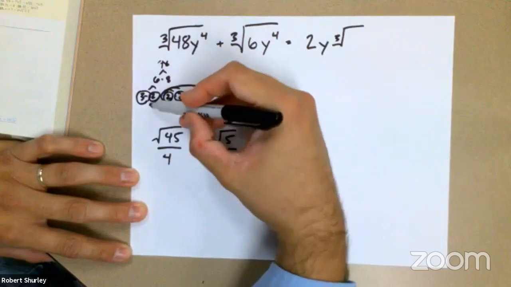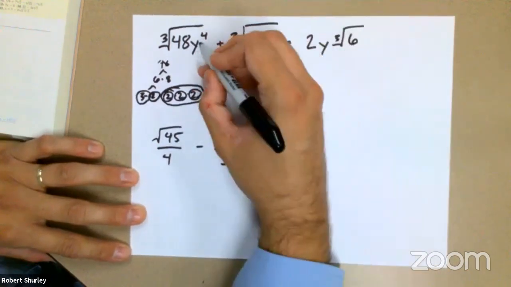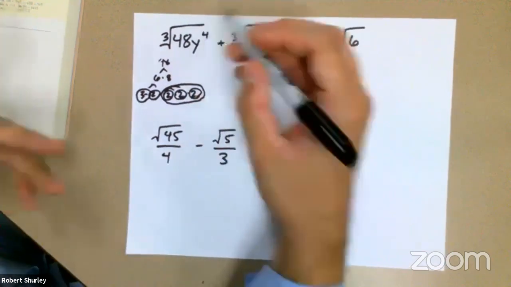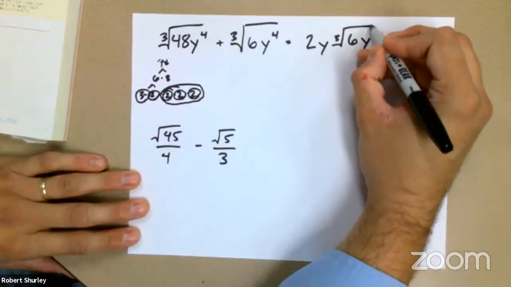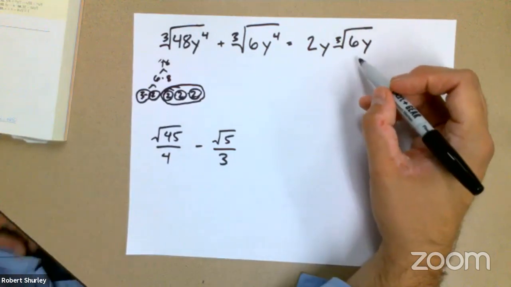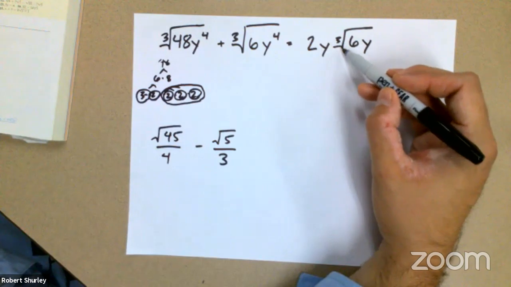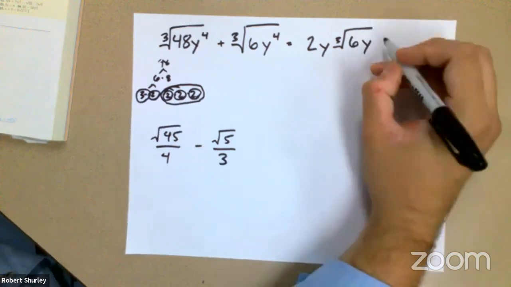And then left over, now look, the 3 times 2 is left over, so a 6 is left over. And 3 goes into 4 one time, and then it has a remainder of 1, so 1y. So the first term simplified would be 2y. Now that's not y cubed, that's a cube root there. So 2y cube root of 6y.